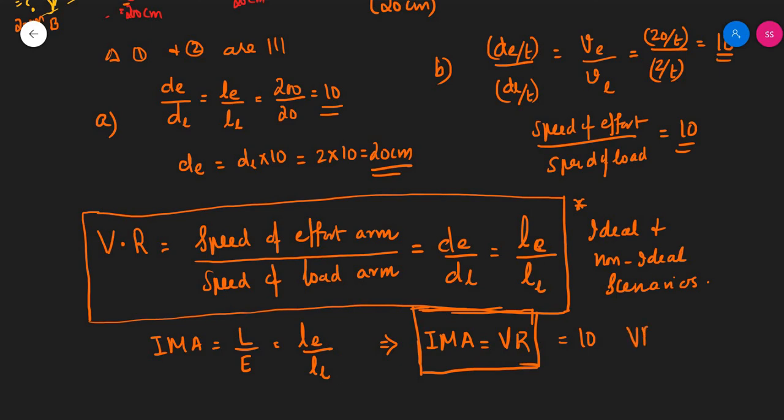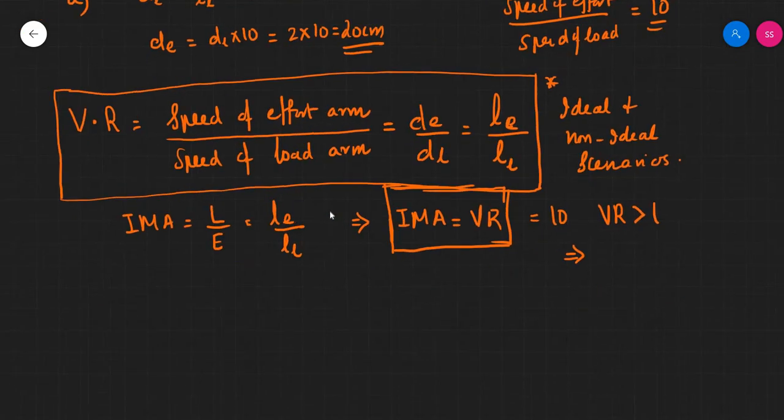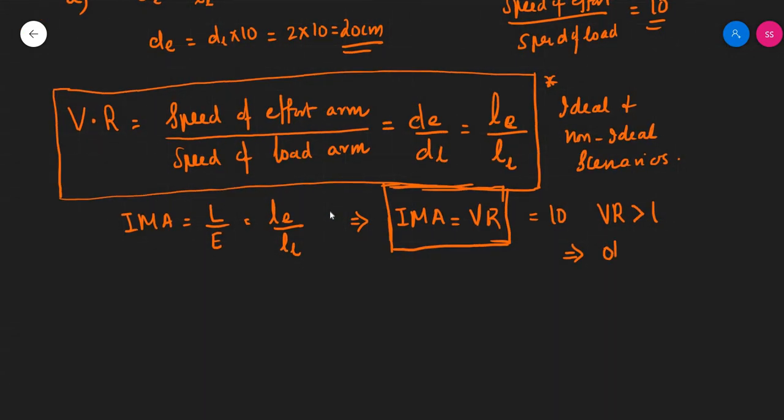So in case your velocity ratio is greater than 1, it implies that your output, which is your load, moves slower than effort. In the next video we will discuss in a little more detail what happens when your mechanical advantage and velocity ratio are less than 1.